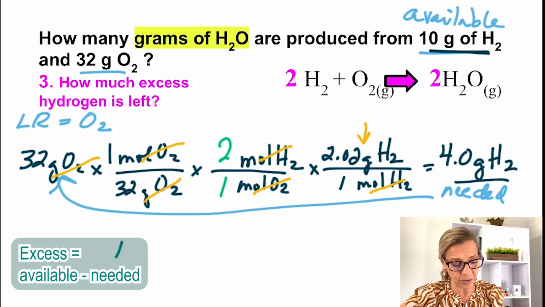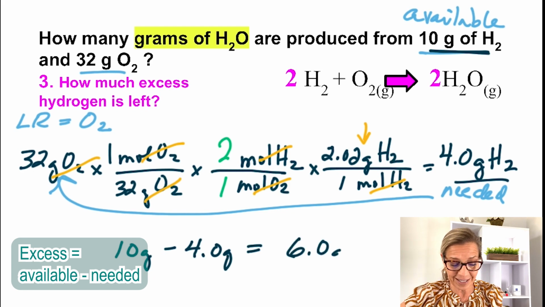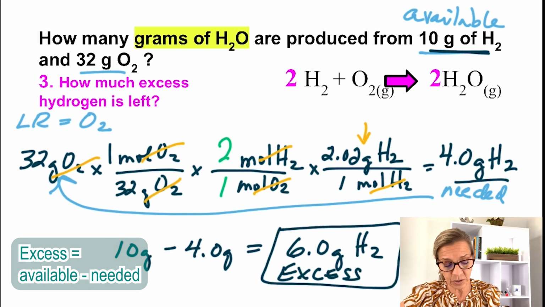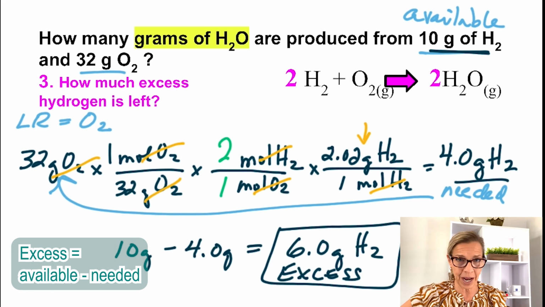So the easy part is what's left over. I had 10 grams. I need 4 grams. What's left? I've got 6 grams of hydrogen left over. We would call that excess. Okay, so the way you find the amount of excess is this. Find exactly how much you need to react with your limiting reactant, and then subtract that away from the amount that you had available. And that's how you find excess.